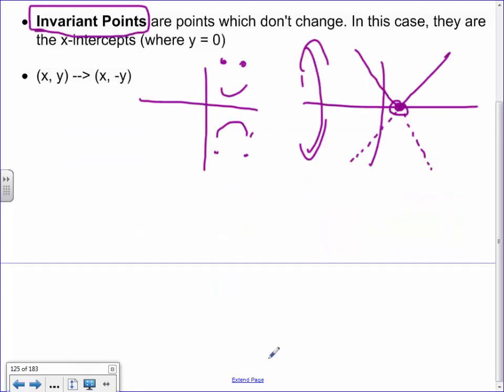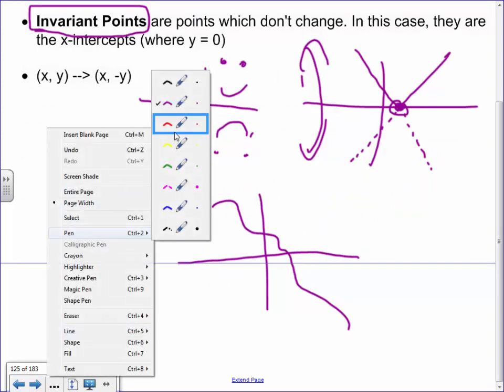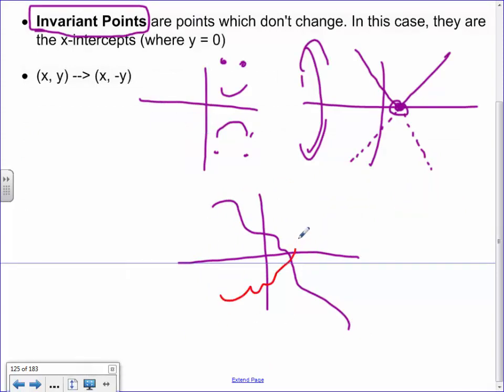If I were to have another graph, I'm just going to draw one here, like this. If I were to flip it upside down and draw it like that, give or take, the point that doesn't move is the one that's directly on the axis. Fair enough? So that's a vertical.